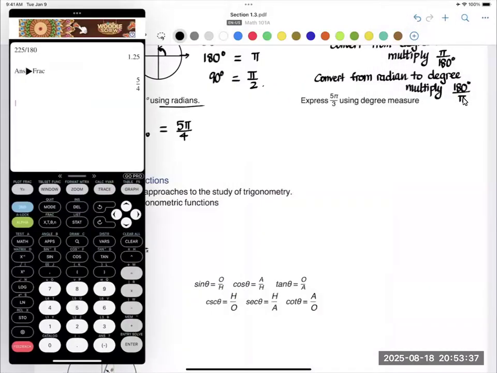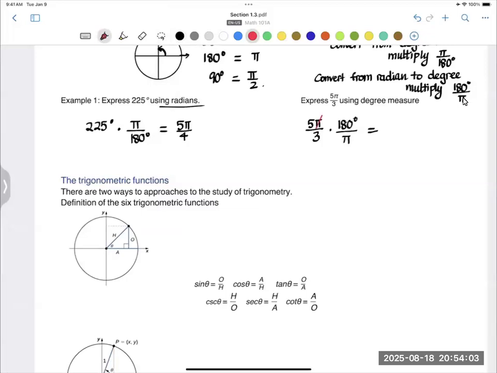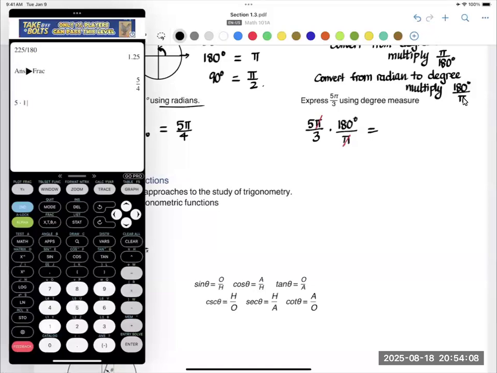Now from radian to degree measure: for 5 pi over 3, we multiply by 180 over pi. The pi and the pi cancel out. We are left with 5 times 180 over 3, which is 300 degrees. So 5 pi over 3 is equivalent to 300 degrees.